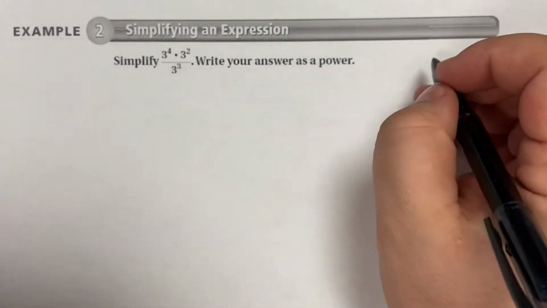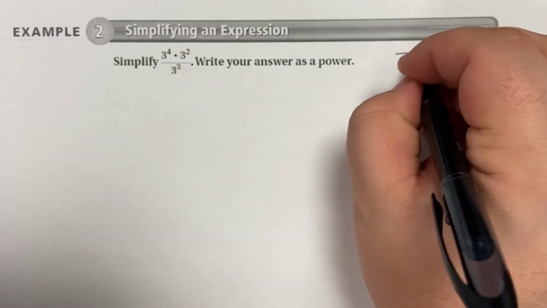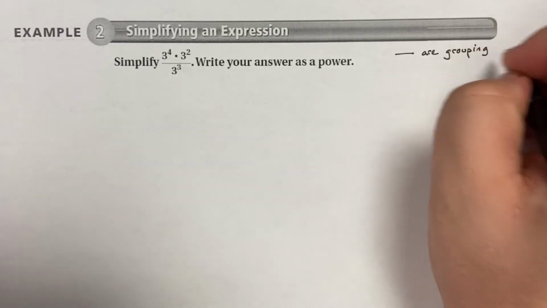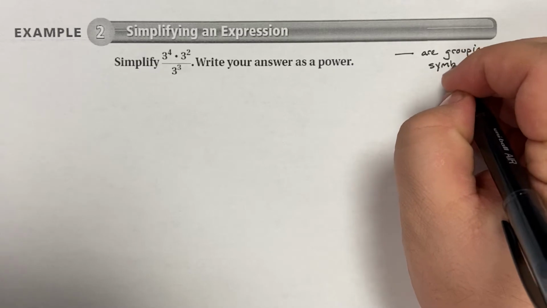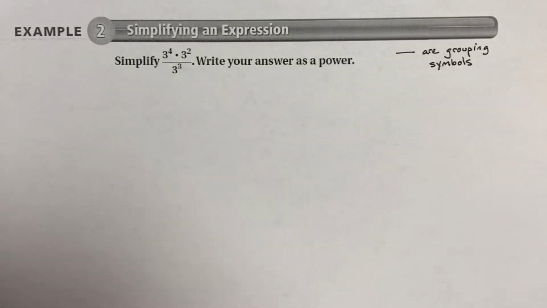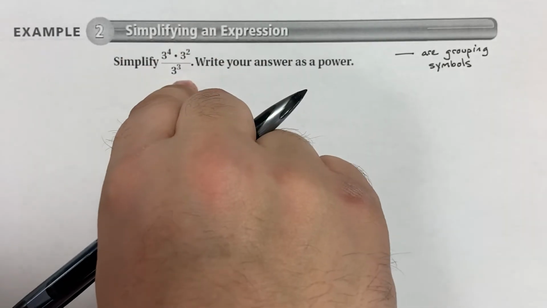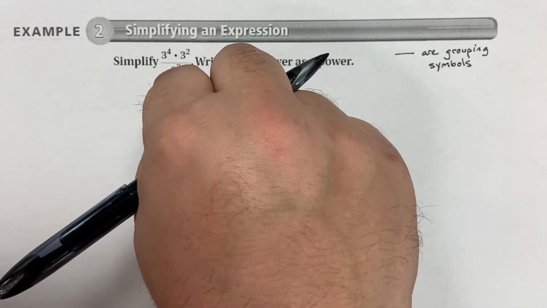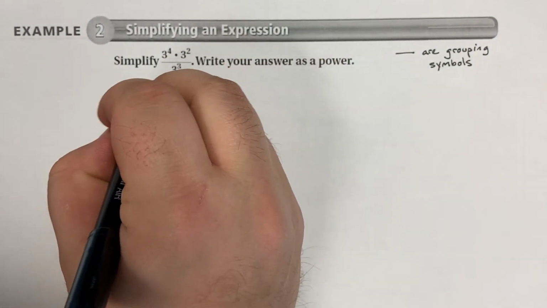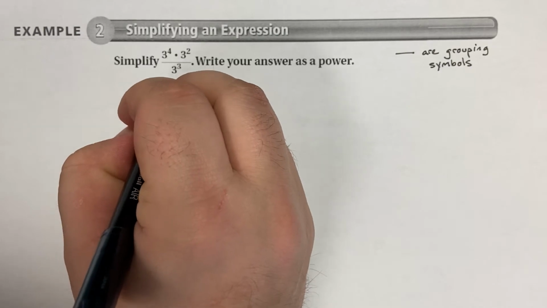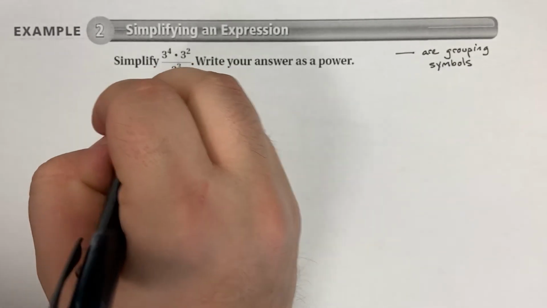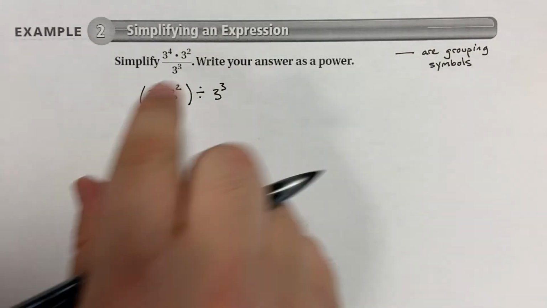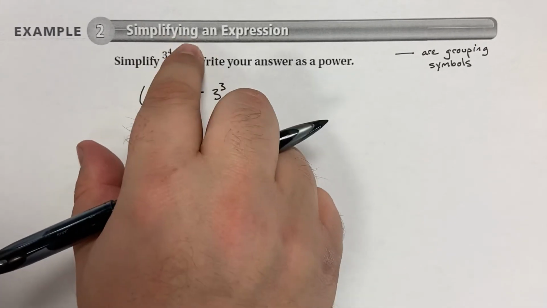So first things first, if you don't remember, fraction bars are grouping symbols. So this means we have a group in the numerator and a group in the denominator. So we have to do what's in groups first. All right, the simplest way to look at that is we're going to take 3 to the 4th times 3 squared first, and then it's going to be divided by 3 cubed. Because this is a group. The numerator is a group, the denominator is a group.